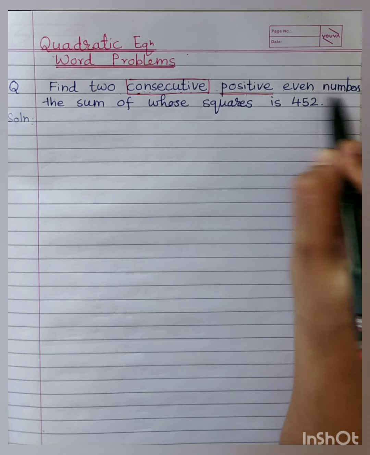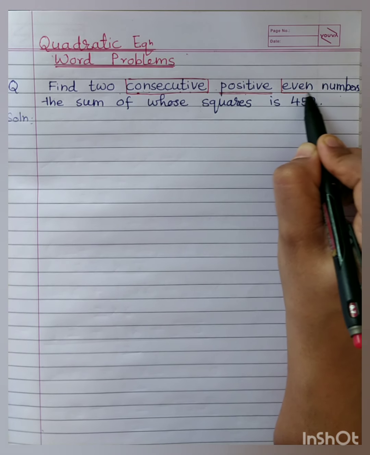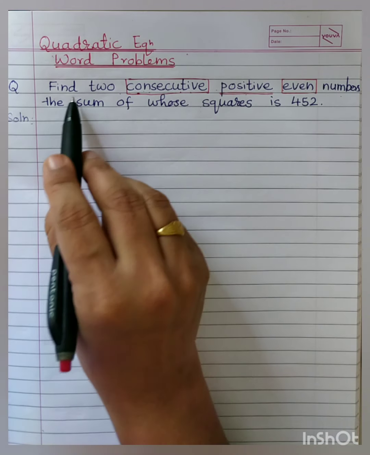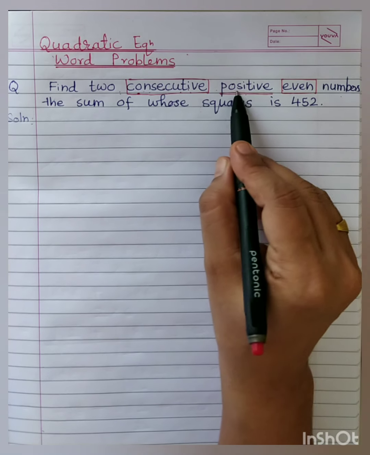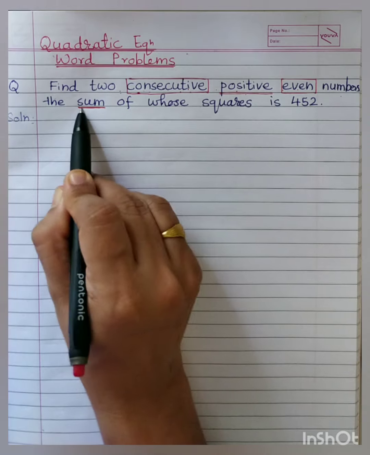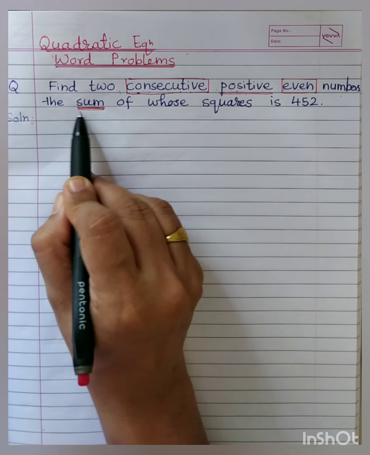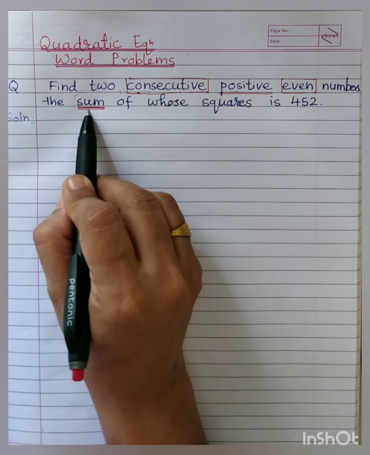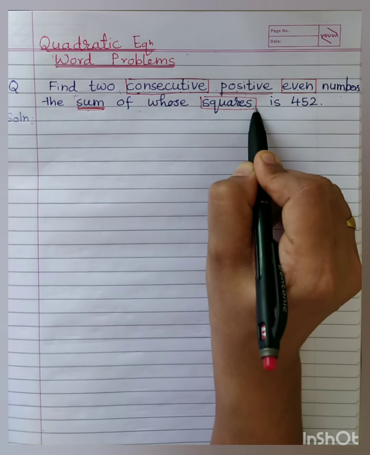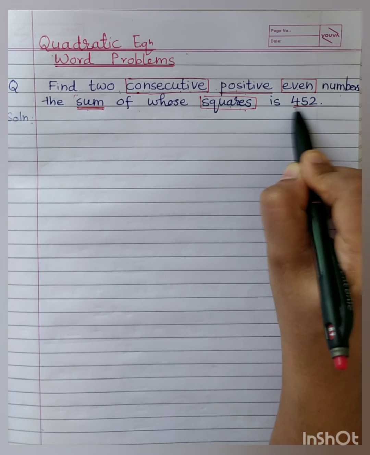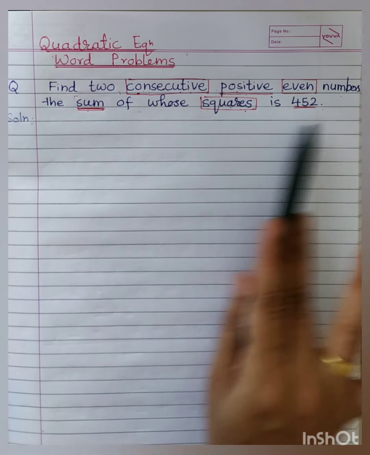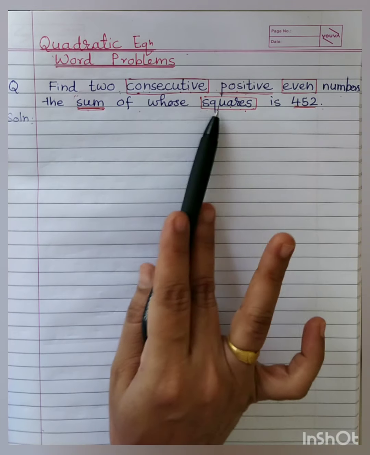Another thing is even numbers. This word is also important. Our numbers are consecutive, but they are also even. So find two consecutive positive even numbers. The sum, this is giving you the operation sign. Sum is plus. Sum of whose squares. The word squares is another important thing. Squares is 452. So you see, almost each and every word in this two-line question is important, which will help you to frame the equation.